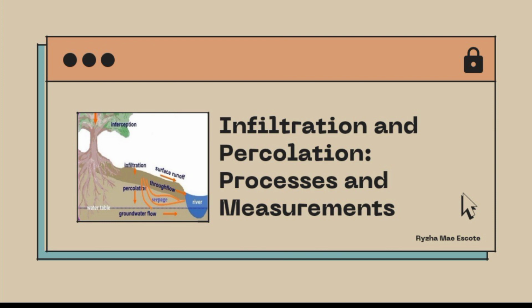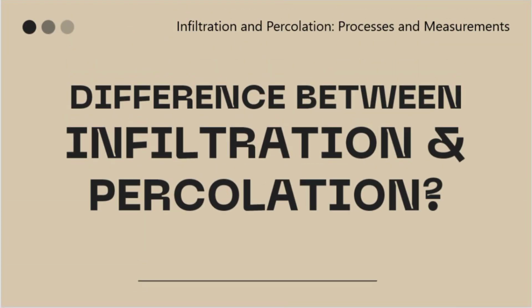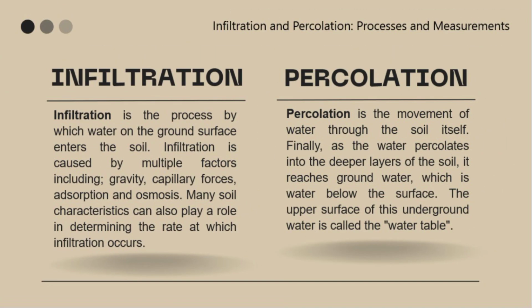So, to start, let us first differentiate infiltration from percolation. Infiltration is the process by which water on the ground surface enters the soil. It is also caused by multiple factors, including gravity, capillary forces, adsorption, and osmosis. Many soil characteristics can also play a role in determining the rate at which infiltration occurs. On the other hand, percolation is the movement of water through the soil itself.